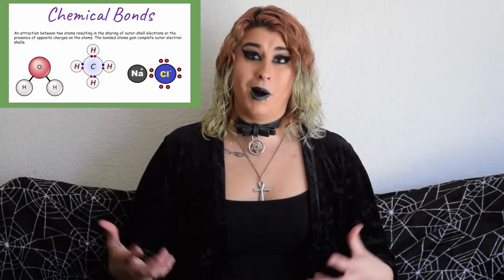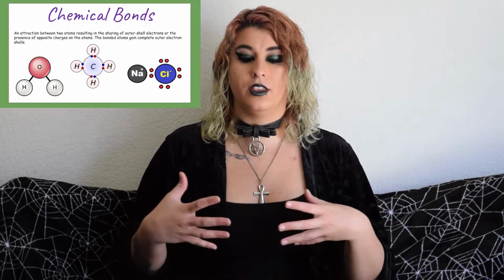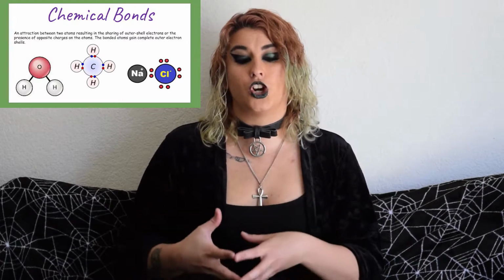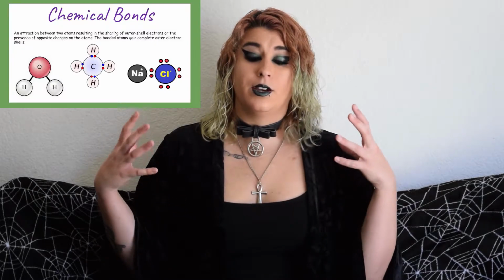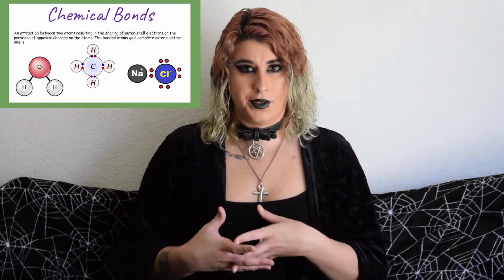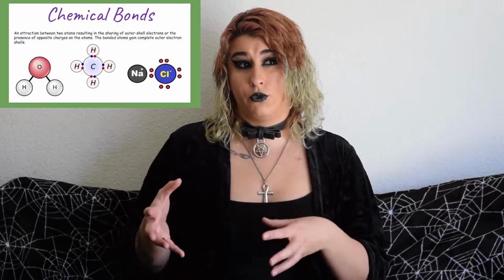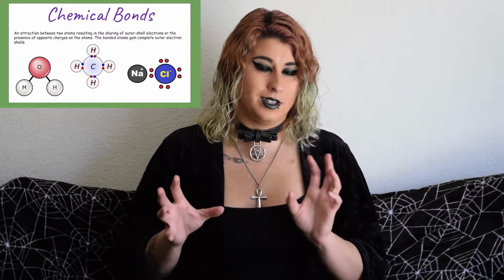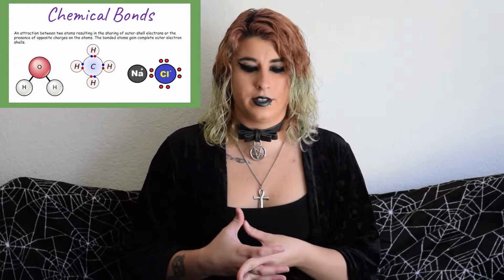Now, chemical bonds are an attraction between 2 atoms resulting in the sharing of outer shell electrons or the presence of opposite charges on the atoms. The bonded atoms then gain complete outer electron shells. Now, the type of compounds that are formed entirely depends on the kind of bond that is formed, and we will go into more detail here in a few seconds.